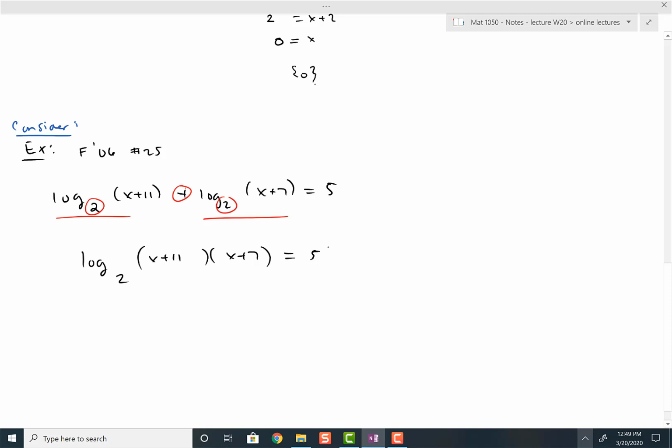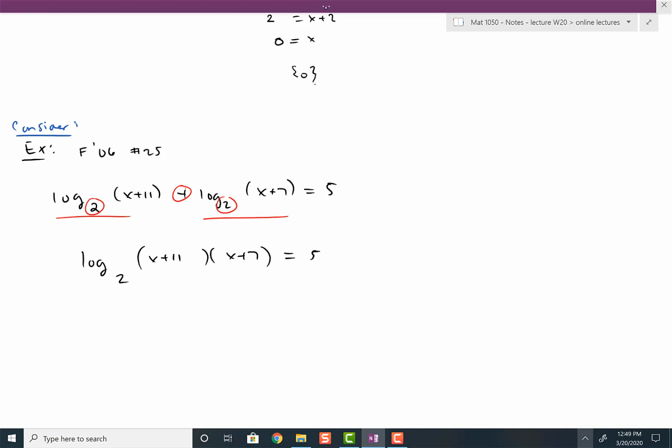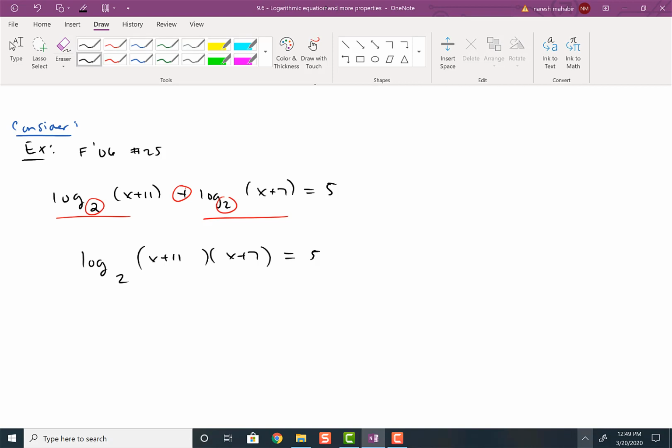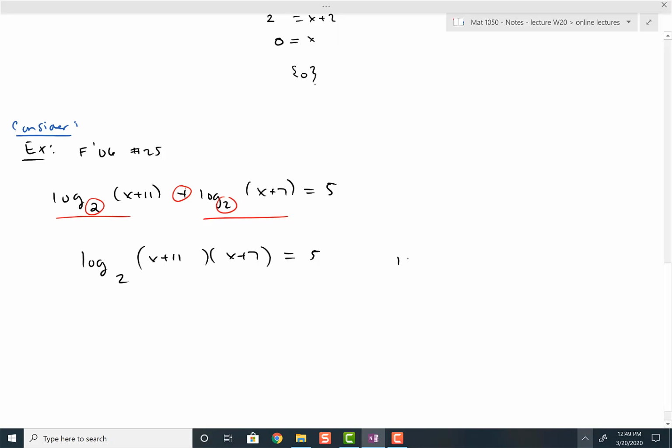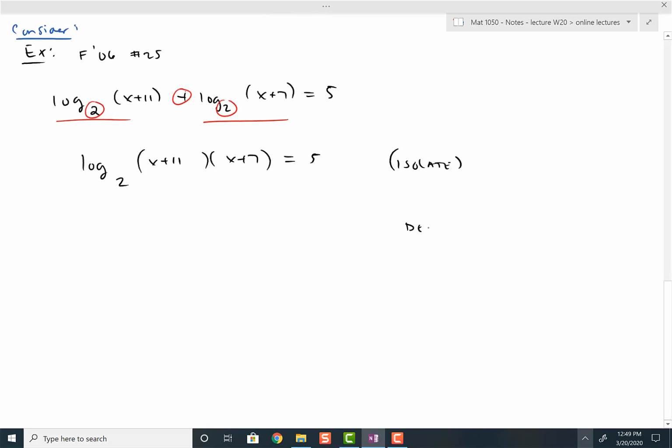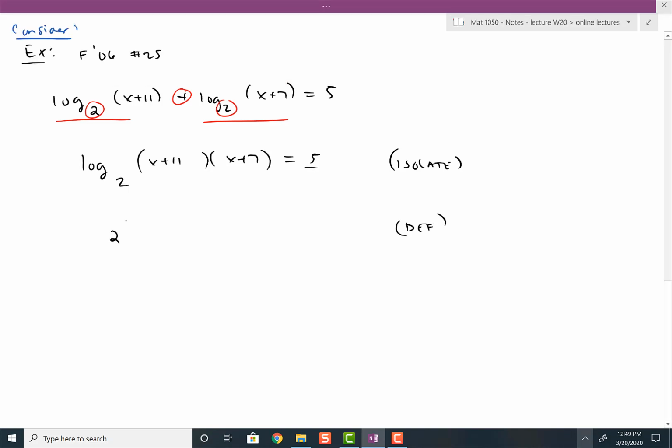Now some people right now want to multiply this out. I'm not one to really multiply things out when it's nicely nested until I'm actually forced to. So now the log is isolated, so it's all condensed in. Now, use the definition to transform it back into exponential form. So what's the base here? The base is 2. The exponent will be 5. And then the answer will be x plus 11 times x plus 7.